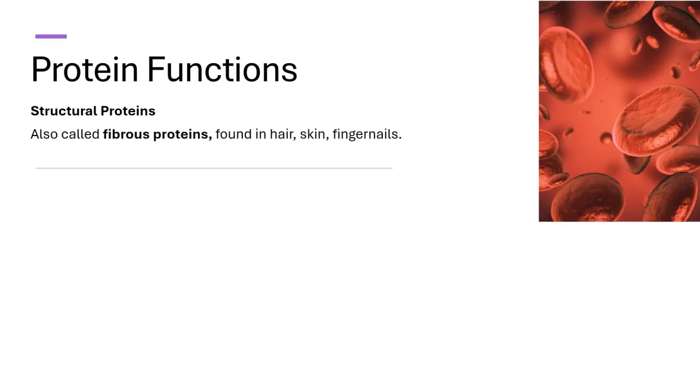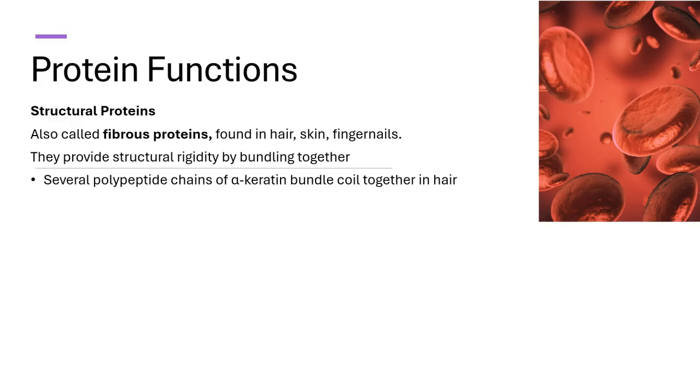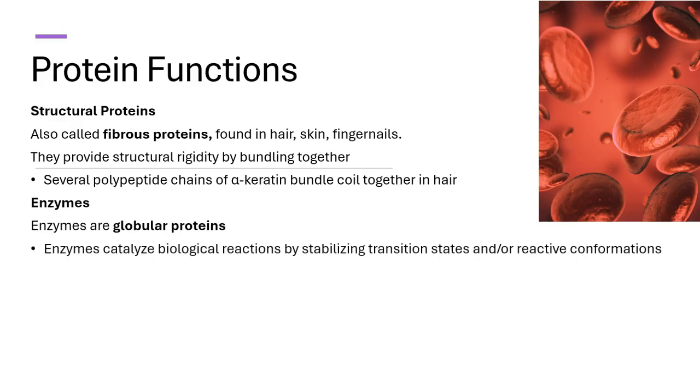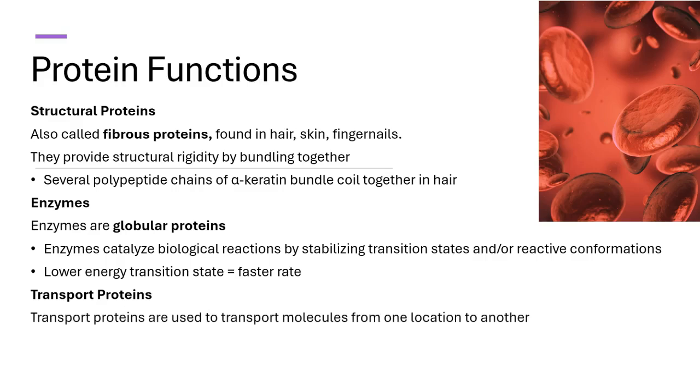Enzymes. Enzymes are globular proteins. Enzymes catalyze biological reactions by stabilizing transition states and/or reactive conformations. The lower the energy of the transition state, the faster the reaction. Some function as transport proteins. Transport proteins are used to transport molecules from one location to another. Hemoglobin is the classic example of a transport protein. It contains prosthetic groups, or heme, that bind the O2 molecules for transport.